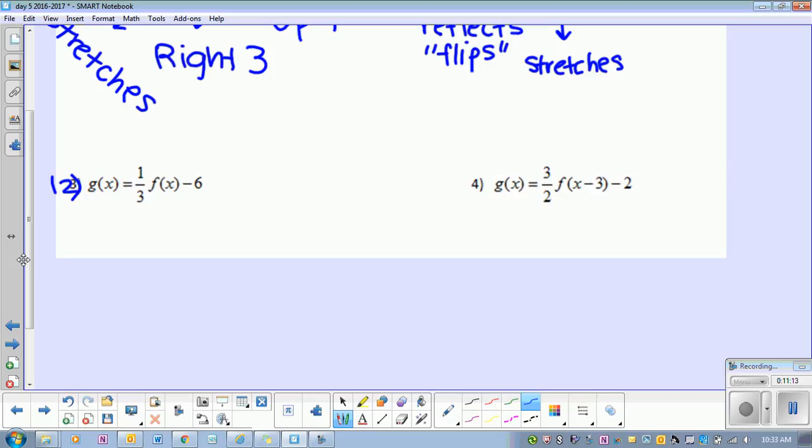All right, let's look at this guy. What are the 2 changes, the 2 shifts that happened here? Okay, that one and that one, right? Oh, you're going to just tell me the answer? Okay, hold on. So this one is down 6. And how about this 1/3? Compress? Do you agree? Is that one compress? Yeah. Yes. It compresses. Okay?